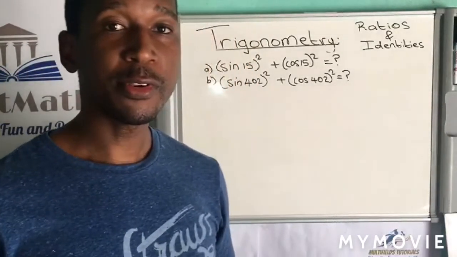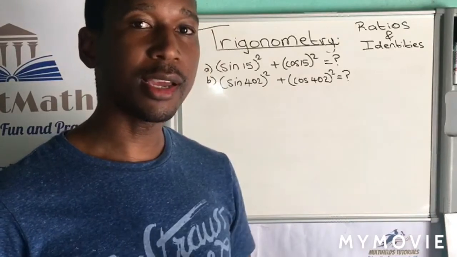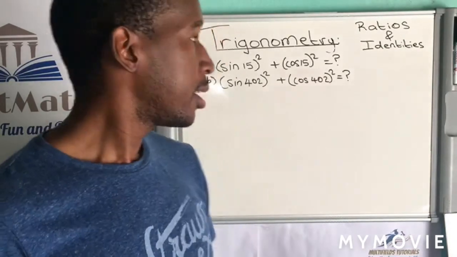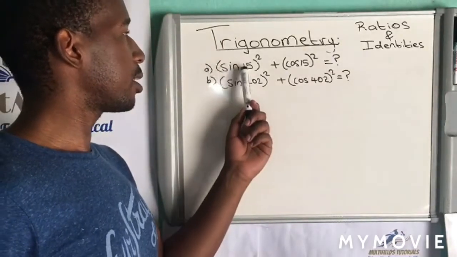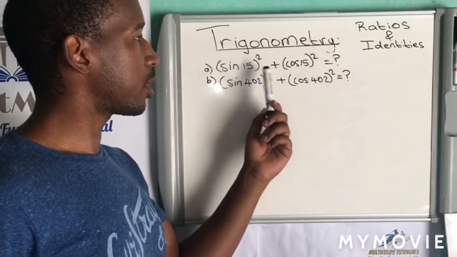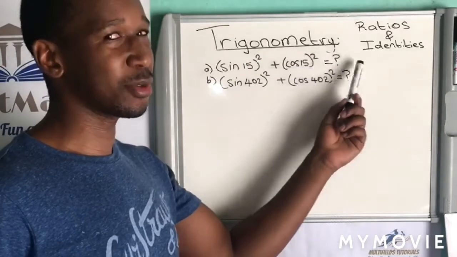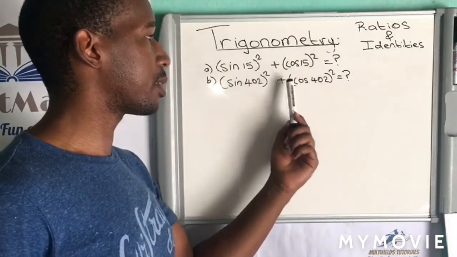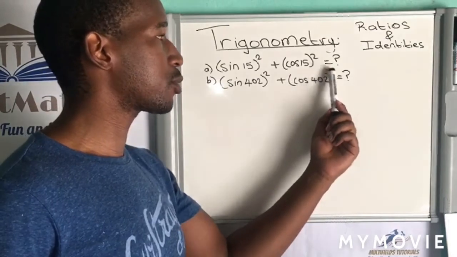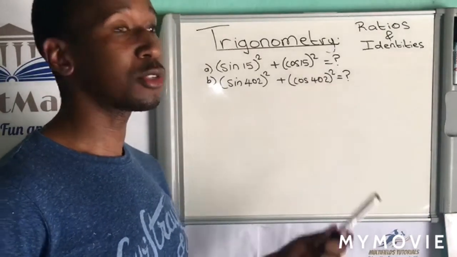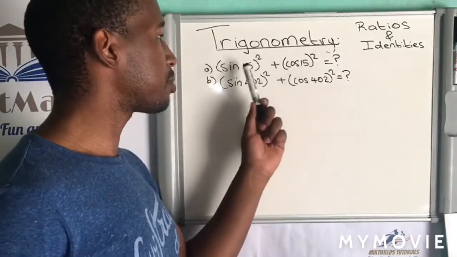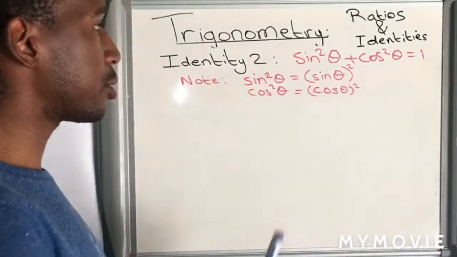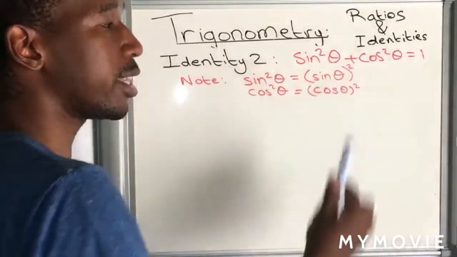Okay, now before seeing the next identity, I would like you to take some time to pause the video and do the following exercise. Take sine of 15 squared plus cos of 15 squared and see what it gives you. And then sine of 402 squared plus cos of 402 squared and see what it gives you. You can also do it for various numbers, just making sure that they are the same in both cases. If you have done the exercise, you ought to have realized that you are getting one each time.